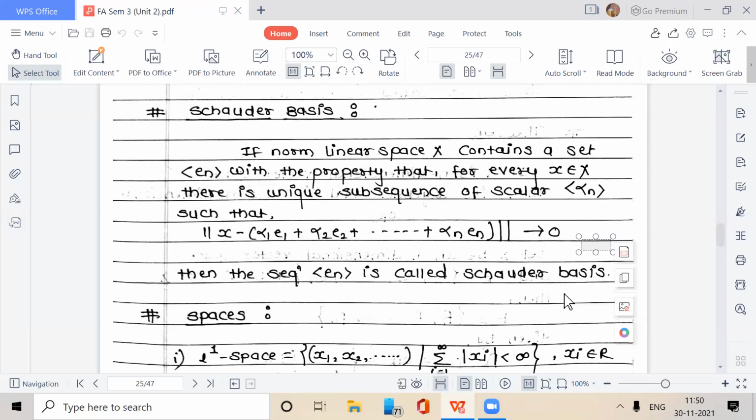If a normed linear space X contains a sequence (En) with the property that for every x belonging to capital X, there is a unique sequence, not subsequence, only sequence, of scalars alpha n such that the norm of x minus (alpha 1 E1 plus and so on alpha n En) tends to 0 as n tends to infinity, then the sequence (En) is called a Schauder basis, or only basis, for capital X.